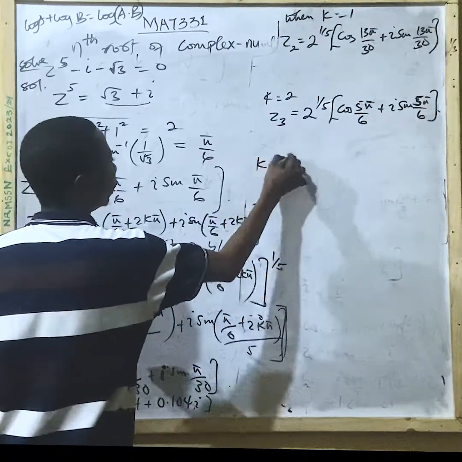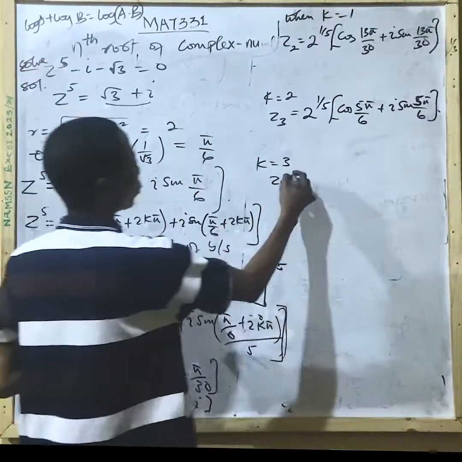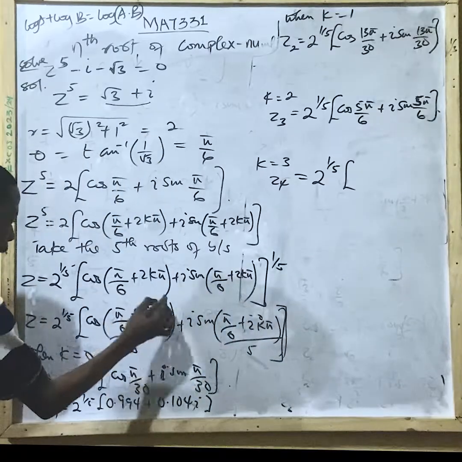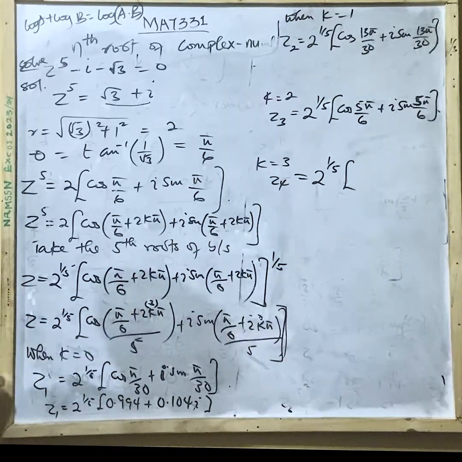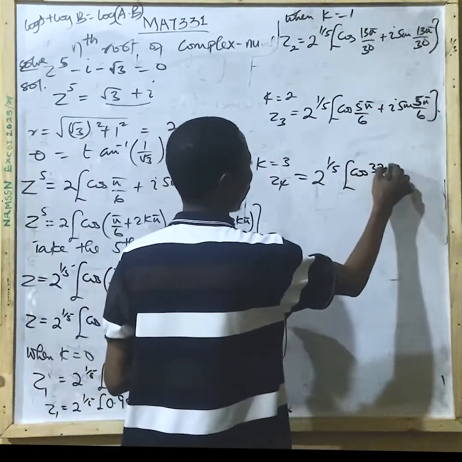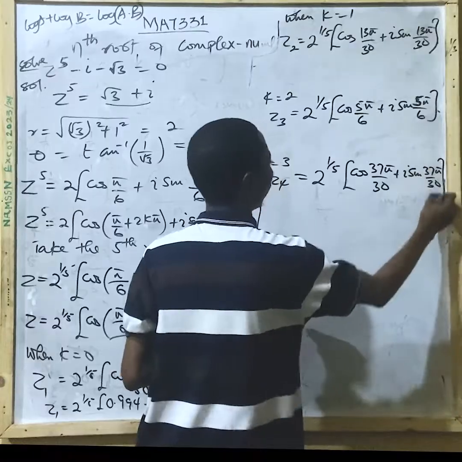Then when k is 3, that will give us z4. So when k equals 3, that's 2 raised to 1 over 5 into, here k equals 3, so 2 times 3 is 6 pi. So we have pi over 6 plus 6 pi, divided by 5, that's 37 pi over 30. So cos 37 pi over 30 plus I sine 37 pi over 30.